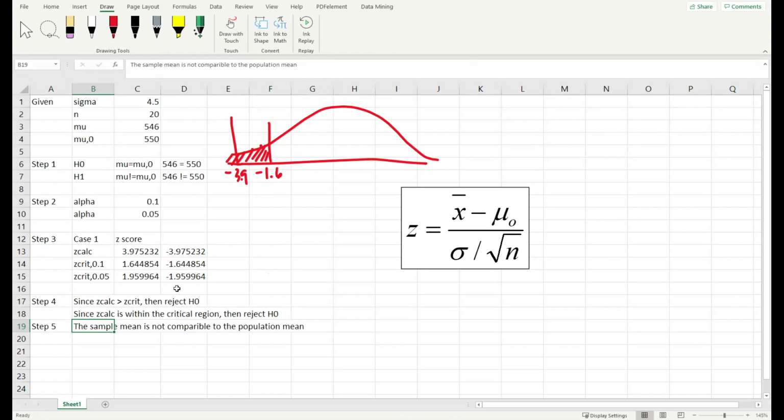For me, I just feel that there's a chance that many students have been confused here, no? That since this zcalc is less than this zcrit, which is a negative value, this is more negative, therefore it is less than, then I will assume I will accept H naught. But in reality, it is in the critical region. So the conclusion should be reject H naught. So did you get what I'm saying? So it's up to you, Sir. Yes.